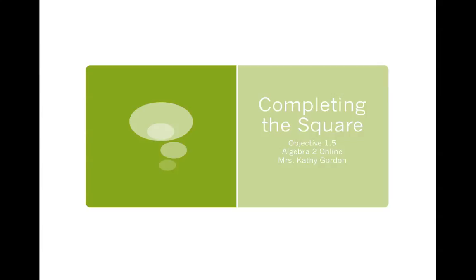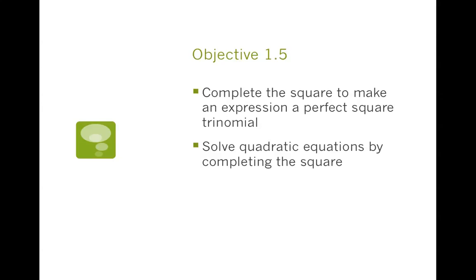Objective 1.5, completing the square. In this lesson, we want to be able to complete the square to make an expression a perfect square trinomial. And then we want to use this process of completing the square as yet another method for solving quadratic equations.